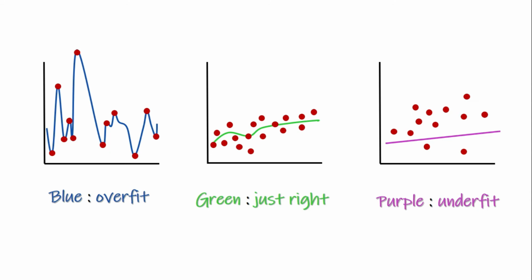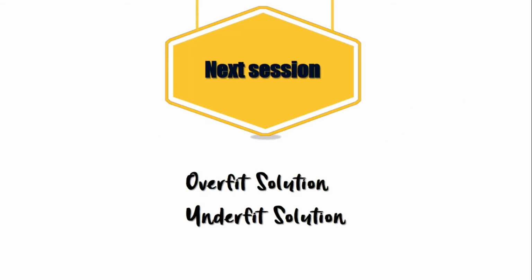And I told you that if our line is too simple, like the purple one, it will be useless too. So we have to find a line that can learn well and works on new data, just like the green one. Next session, we will talk about solutions to overfit and underfit. That is really important and you definitely will need them to optimize a model.